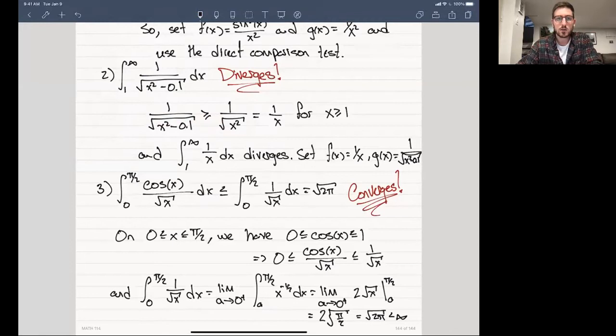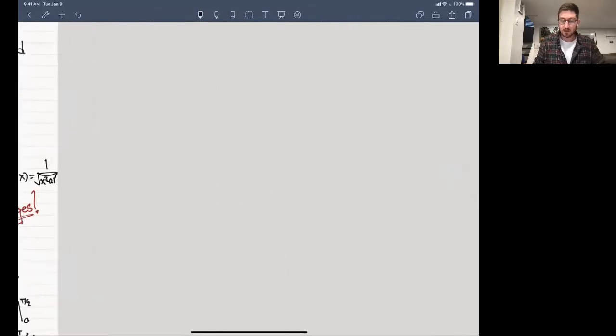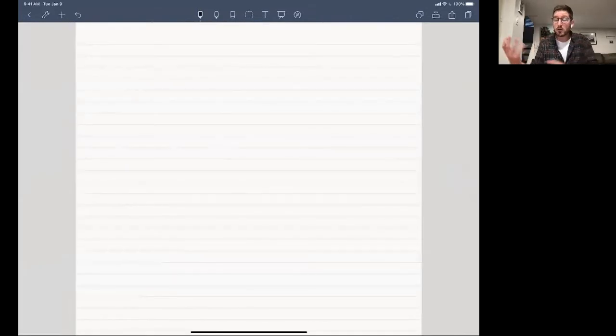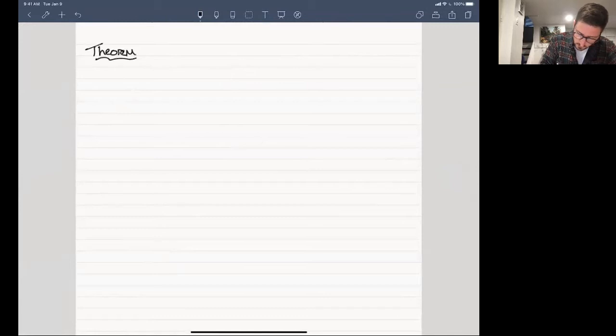All right, so let's take a look at another way of comparing these things. What you could do instead is you could use that asymptotic work that we did a few videos ago, and you can use big O notation in order to determine if these things converge or not. So let's talk about another theorem. And this one is called the limit comparison test.